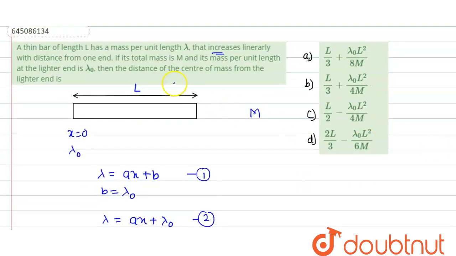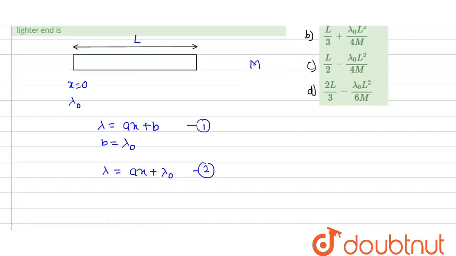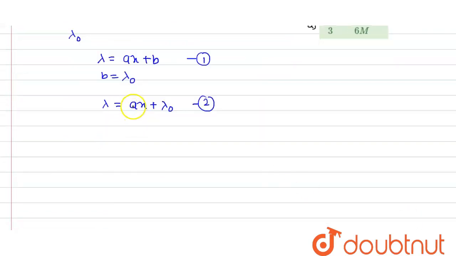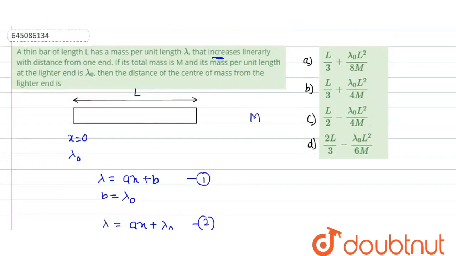Now it is also given that the total mass is capital M. From this we can find the value of our a. We know that total mass would be equal to the integration of dm. Now how to write this small mass? For example, if we take an element at a distance x from here to here, and let the small length be dx, the mass here would be dm. If we integrate this small mass with the limit from 0 to L, we can get the value of the total mass. So here x would be equal to L.